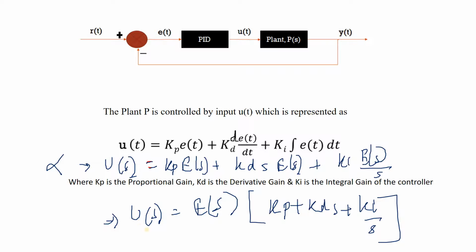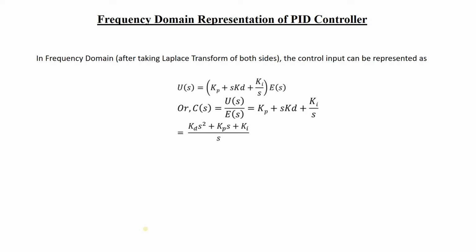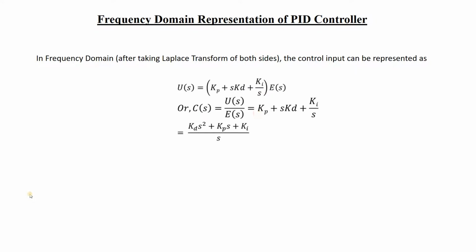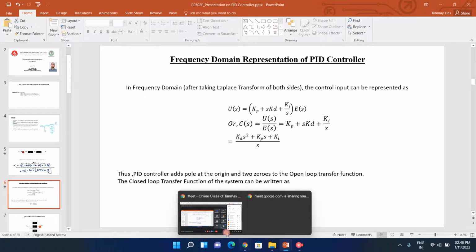Now which is the output? U is the output. So output by input will give you this. Same thing, you have just calculated.